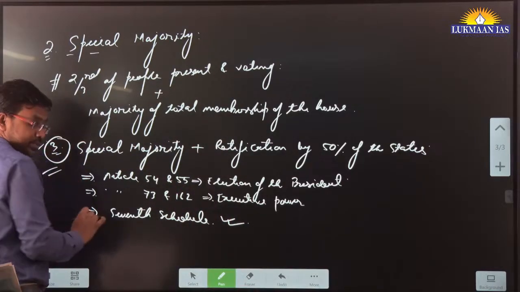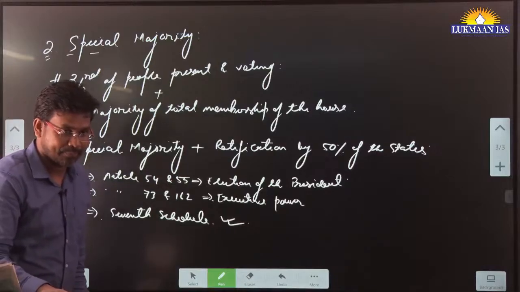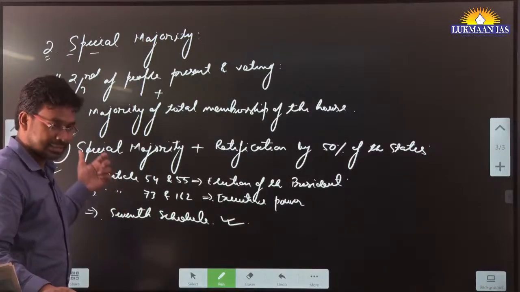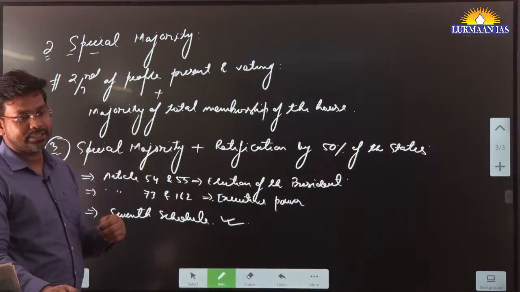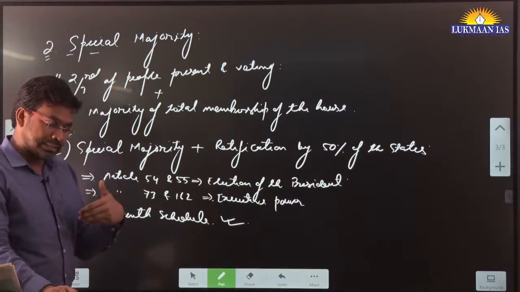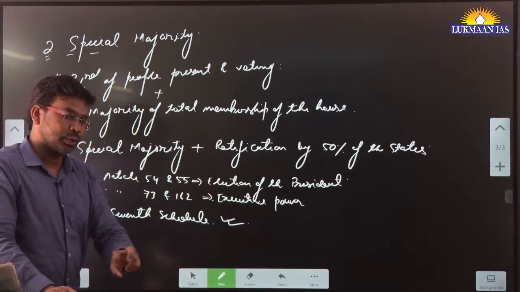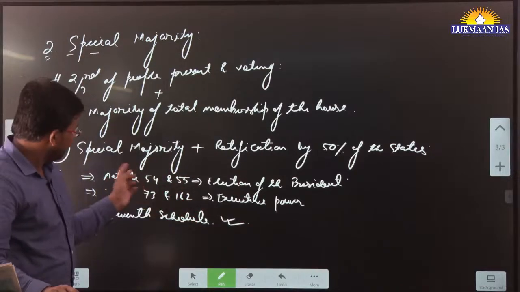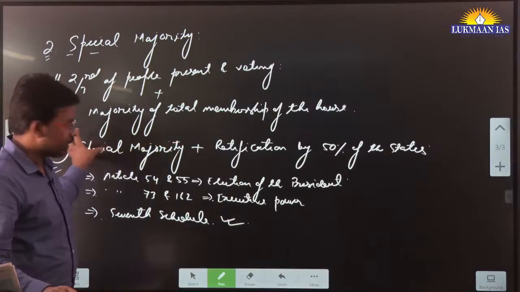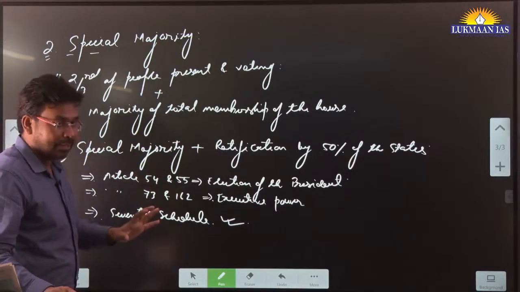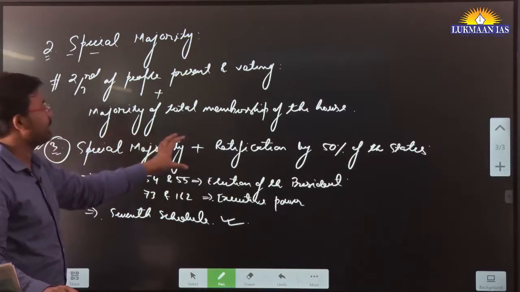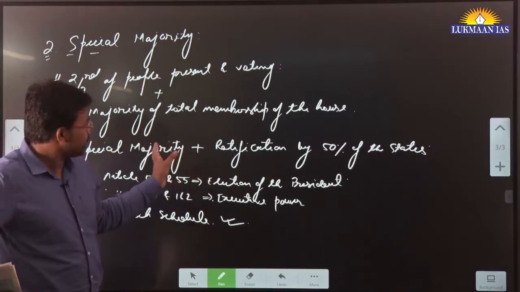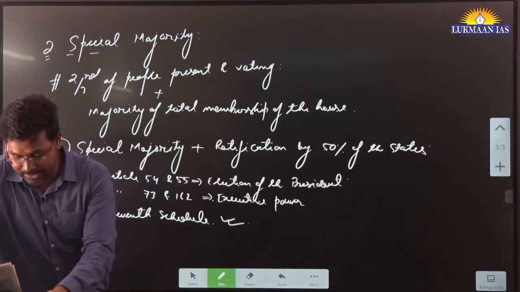And this information is very important for the prelims exam, because they may directly ask. For example, if they want to bring something which is in the state list to the union list altogether, in that case it will attract this particular thing: there should be an amendment of the constitution through a special majority plus ratification by 50% of the states.